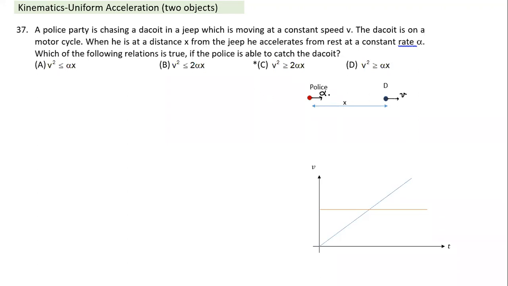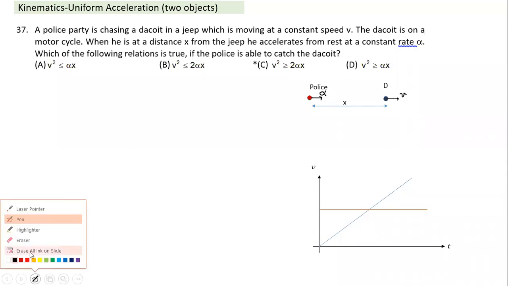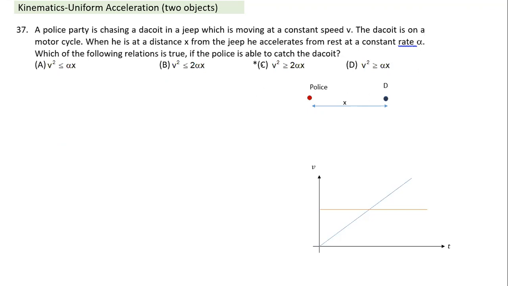Sorry, I think I put it the other way around. Just a second. The police is moving at constant velocity v, and the moment the dacoit sees the police party coming, he starts his bike. He starts accelerating with alpha, and he assumes he can maintain constant acceleration alpha. He has a super bike, the kind you have seen John Abraham ride in some movies. So what is the condition for police to catch him, and how should I write that condition?